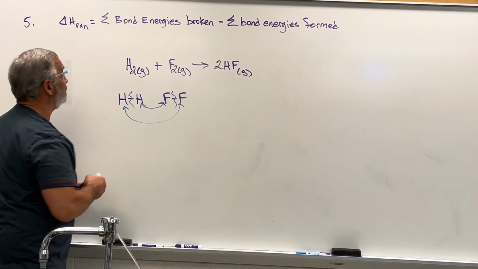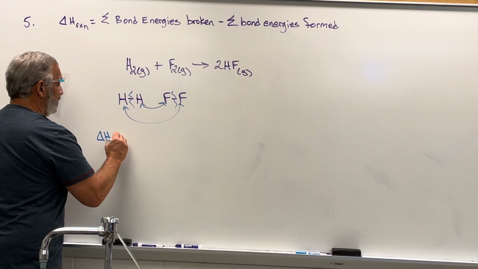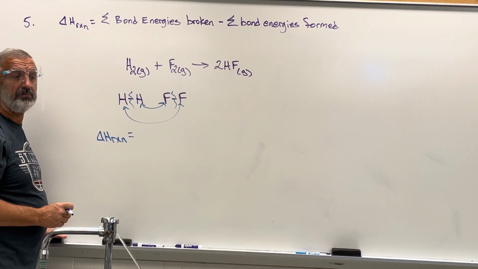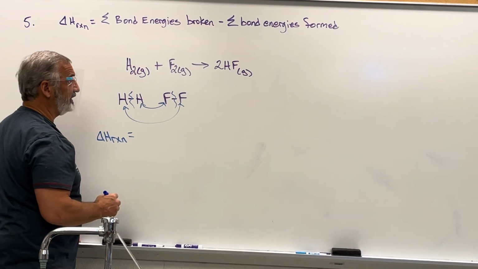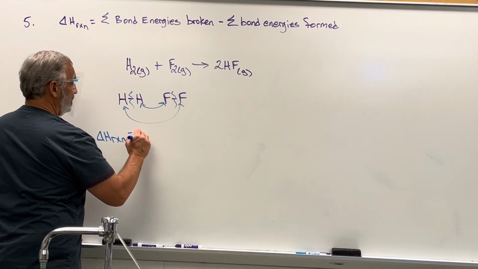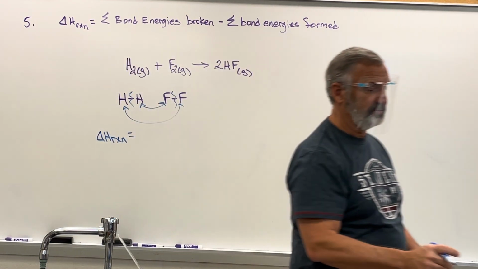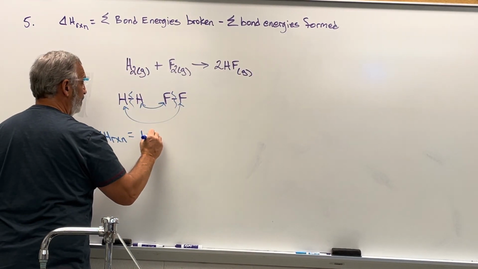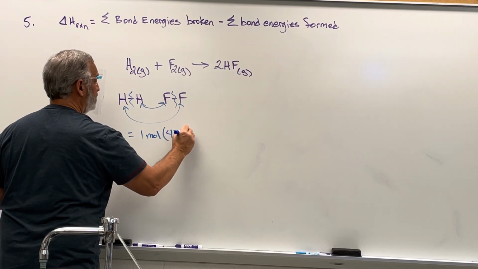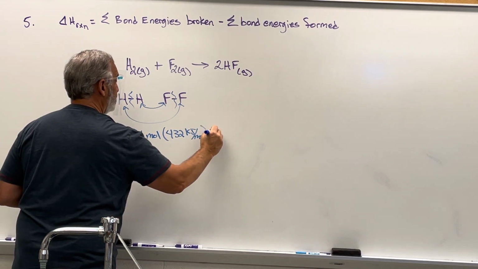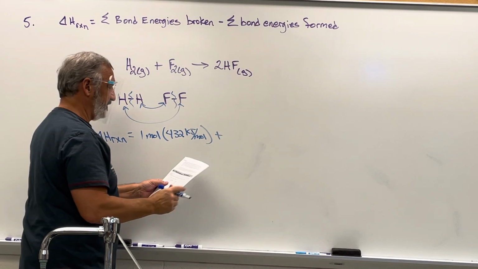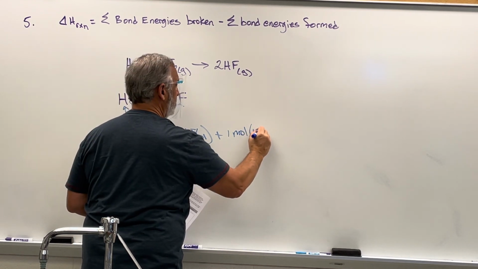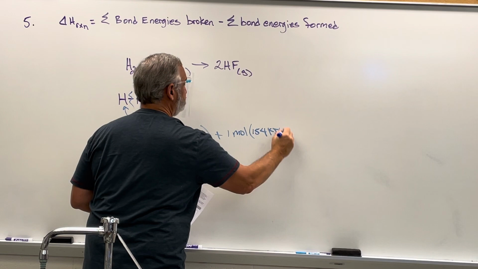In this one, they give you the bond energy of hydrogen. Well, that bond energy is equal to what? 432. You guys mumble too much. 432. But we only have one bond, so it's going to be 1 mole times 432 kilojoules per mole, plus the fluorine bond energy, and we still only have one of them, 1 mole times 154 kilojoules per mole.